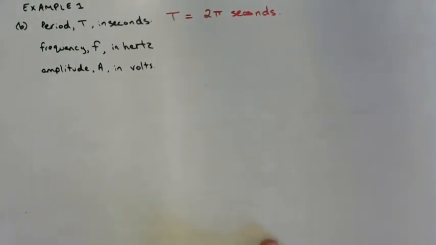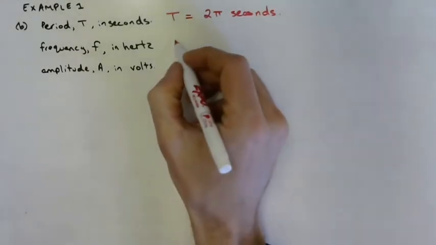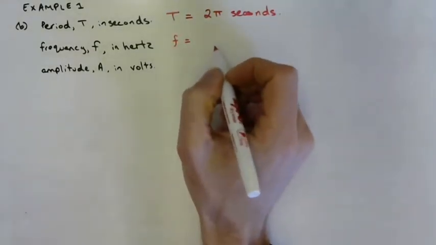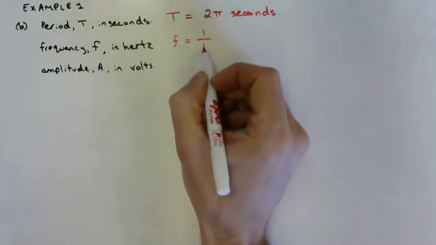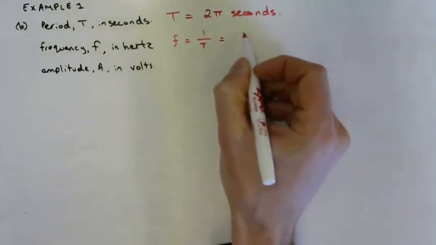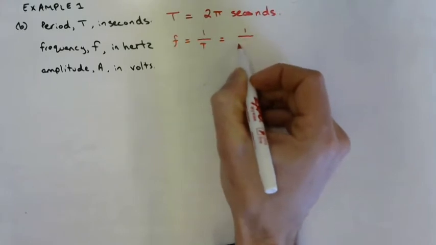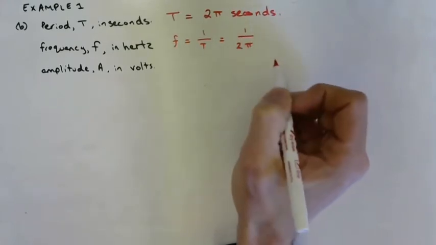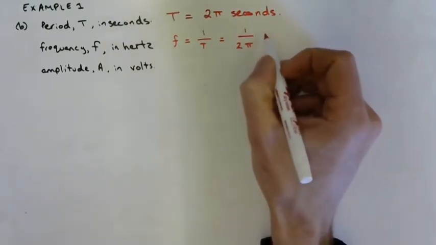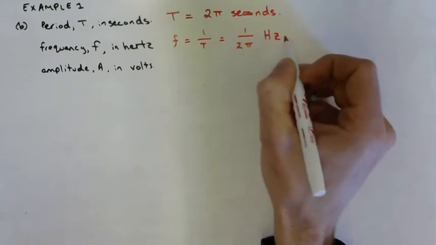The frequency is the reciprocal of the period. So f equals 1 over T, which is 1 over 2 pi, or 1/2 pi, and that's measured in hertz, which is capital H, Z.